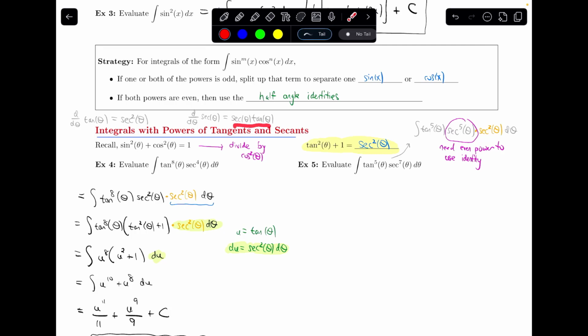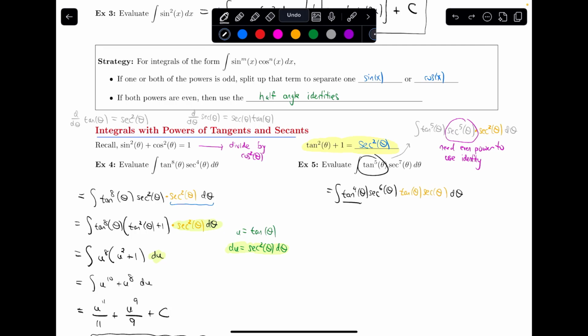Maybe let's try to split out a secant and a tangent. So I will split out a tangent from the tangent to the fifth. That leaves me with tangent to the fourth. And I'll do that from the secant, split out one secant, which leaves me with secant to the sixth. And now I'm splitting out one tangent, which I'll write at the end, and one secant, which I'll write at the end. Okay, and then I got my d theta. So again, what I've done is I've rewritten tangent to the fifth as tangent to the fourth times a tangent. And secant to the seventh, I've rewritten as secant to the sixth times another secant. Okay, so I'm really hoping to make this tangent theta, secant theta at the end part become my du.